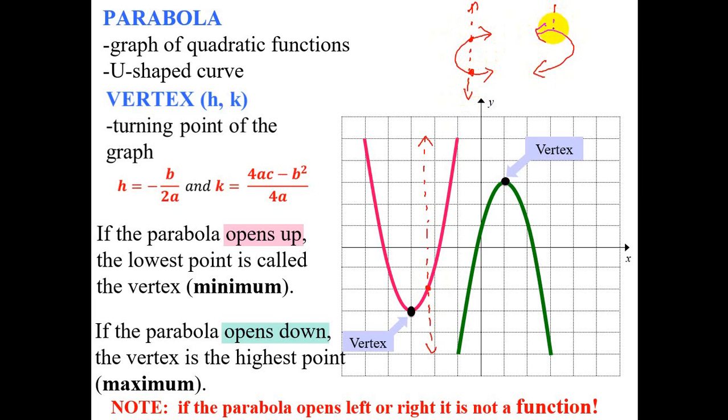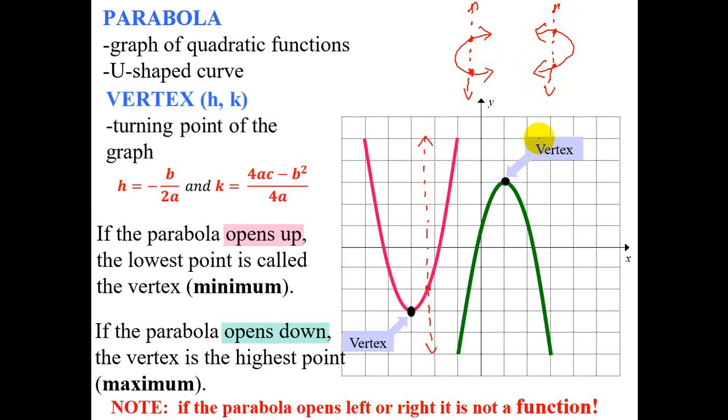So let's have the second one. The vertical line also touches the graph at two distinct points. So therefore, this is also not a function. So how are we going to know? When you draw the vertical line, it must only touch the graph at one distinct point.